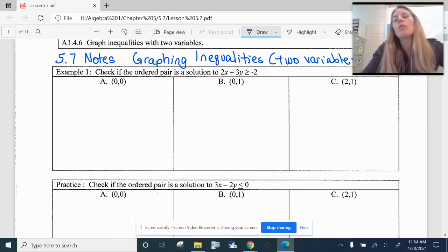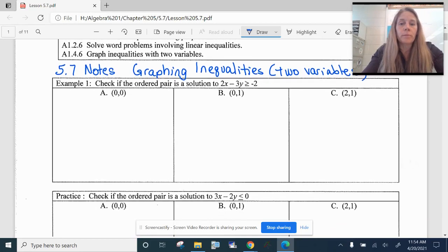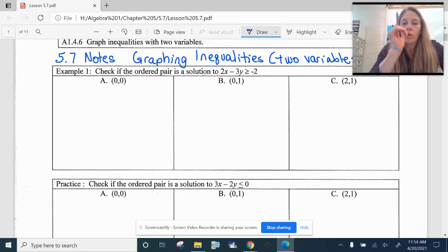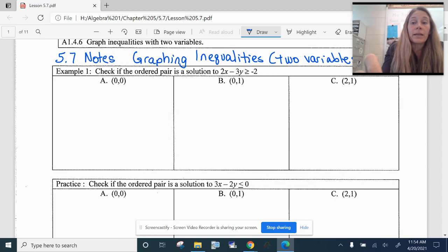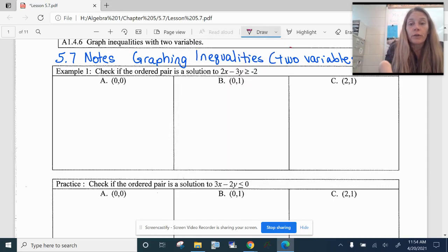Okay, so we're going to continue on and finish up chapter 5, and we're going to go over how to graph inequalities that have two variables. So the first thing we're going to go over is how to check if an ordered pair is a solution to an inequality. So for example, we have this inequality right here. 2x minus 3y is greater than or equal to negative 2.